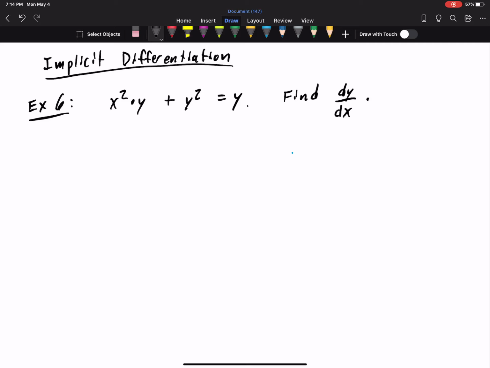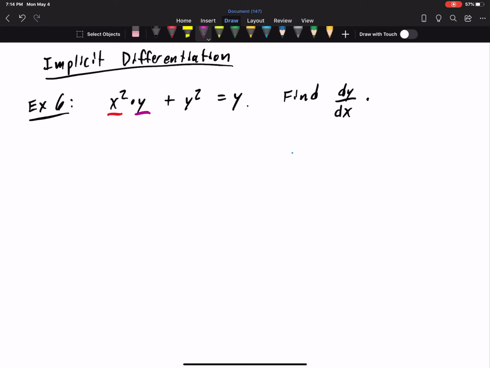All right, example number 6. This one involves the product rule. How do we handle this? Exactly the same way we did in the main lesson if you watched that. So, notice that we have a function x squared and the function y right next door. We're going to have to use the product rule to derive this thing.